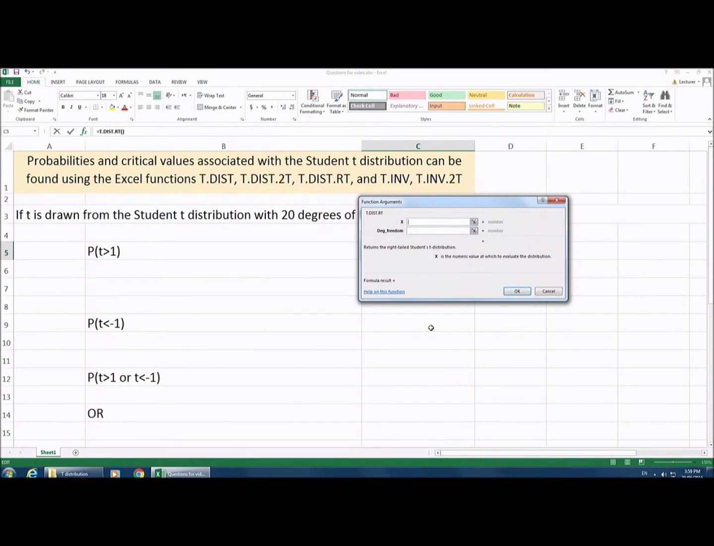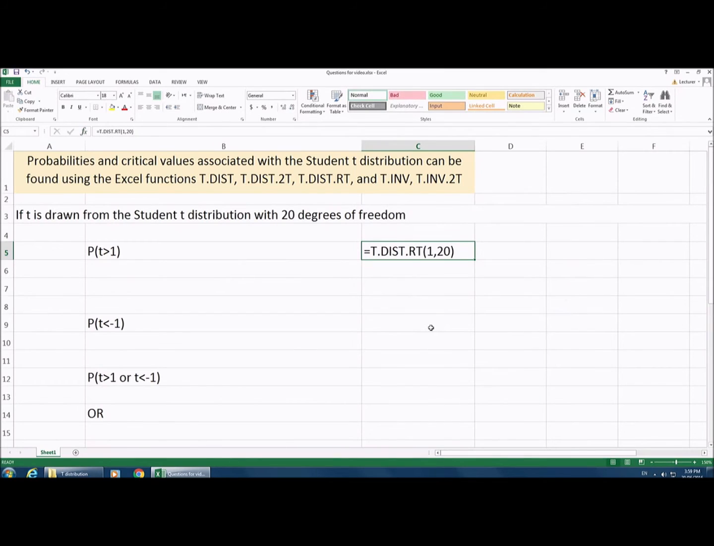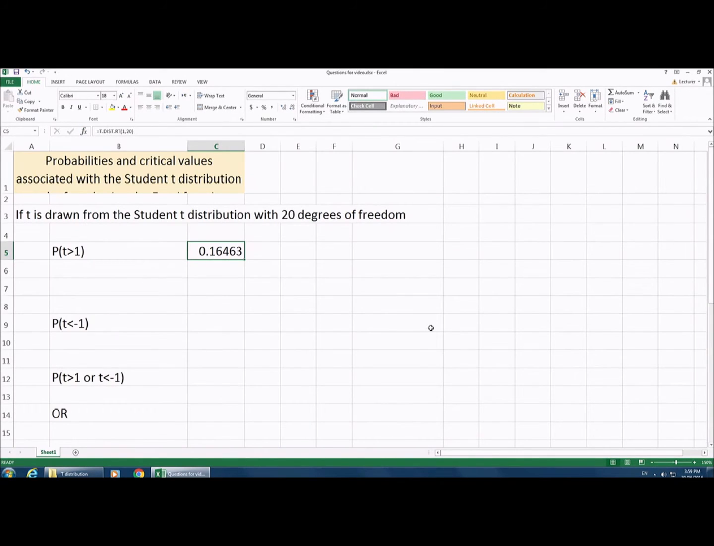We are asked firstly for the value of x, or t, that you can think of in this case. So we're looking for t greater than 1. The other argument of this function is degrees of freedom, and we have 20 degrees of freedom in this example. So, okay. And you can see the probability there of 0.16.